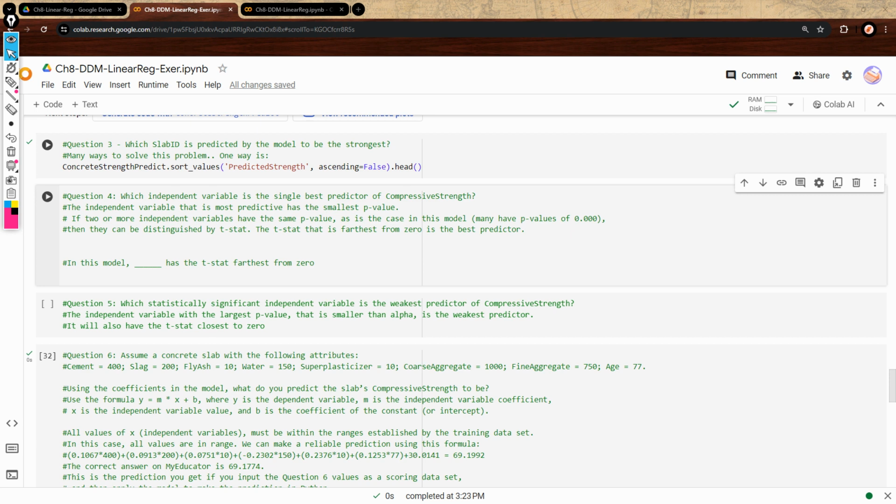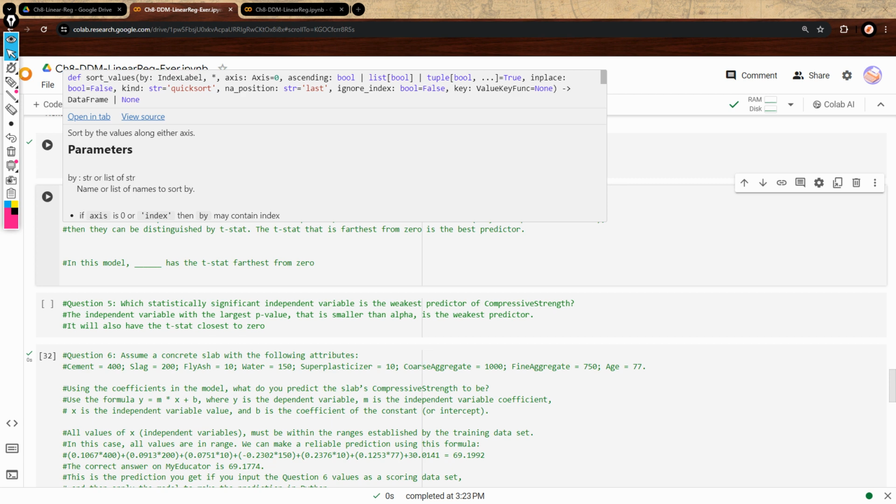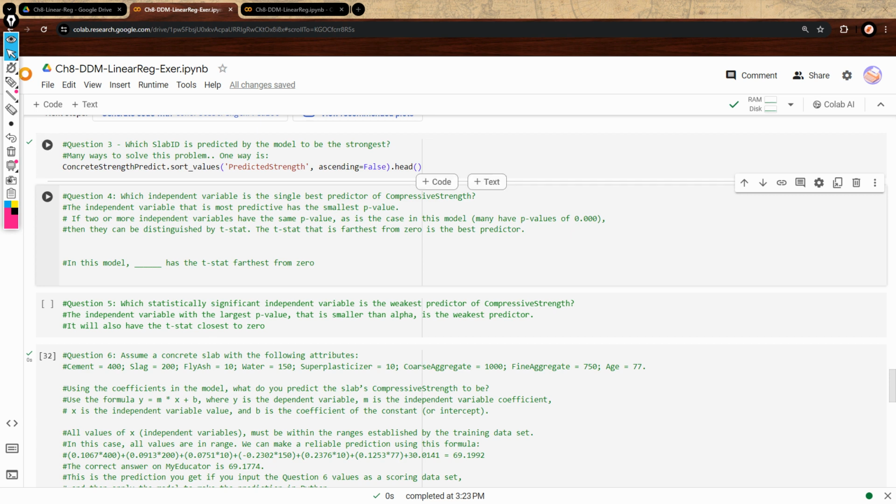There are many ways you can solve this. You can look at the predicted strength column and try to find the maximum value. That's one way. Another way is to use the sort values method, and then sort them with ascending set to false. Then you look at the predicted strength column, and it will show the row with the highest value. So this is one way.